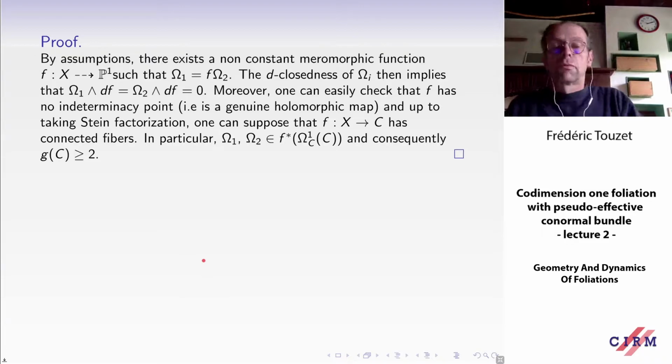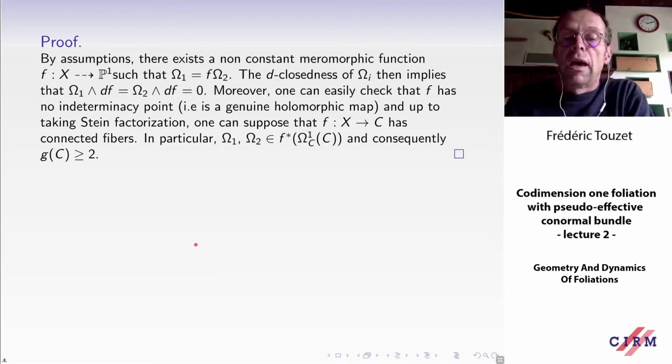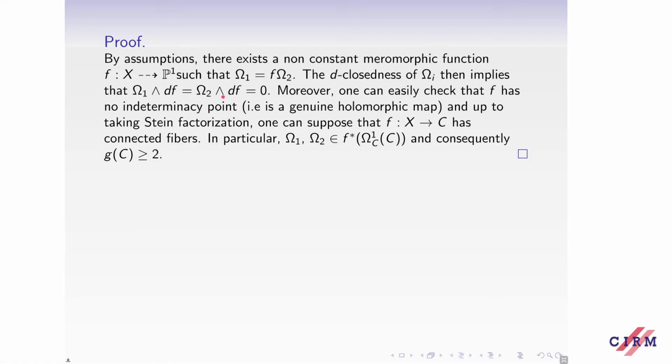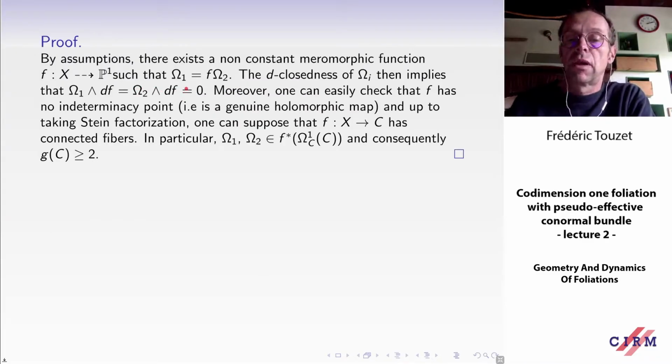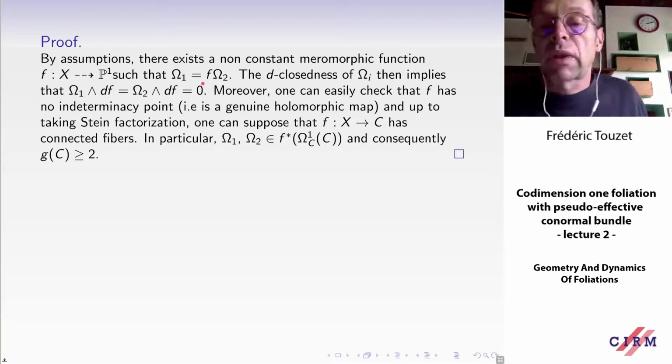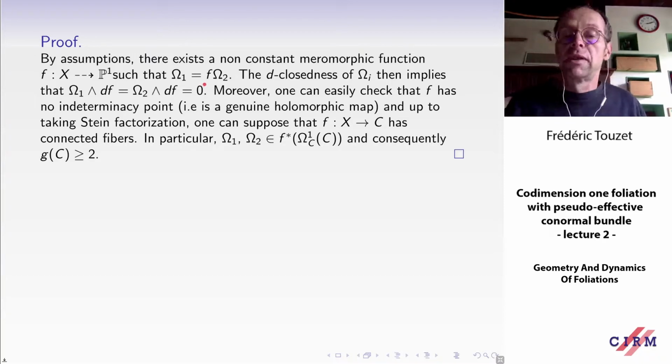And the proof is rather simple. I will give it. Okay, so from the fact that the wedge product of omega 1 and omega 2 vanishes, there exists a non-constant meromorphic function f relating omega 1 and omega 2, non-constant because these forms are assumed to be independent over C. And now we can invoke the d-closedness of omega i, and this easily implies that the wedge product of df by any omega i is equal to 0.